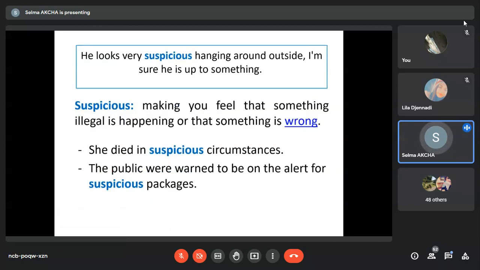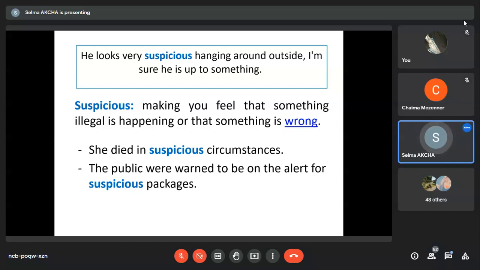In the last example, I used a word that is quite difficult for my students. He looks very suspicious hanging around outside. I am sure he is up to something. What is the meaning of suspicious? Something that is suspicious, quelque chose de suspect. Something suspicious, quelque chose de suspect.